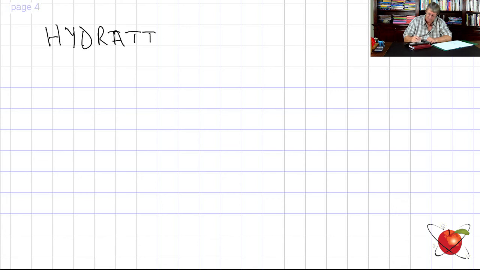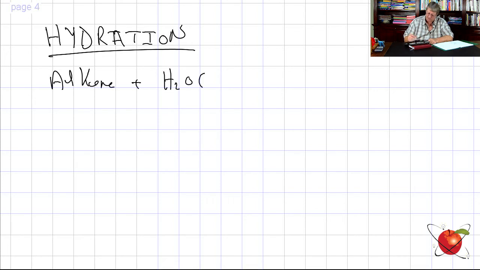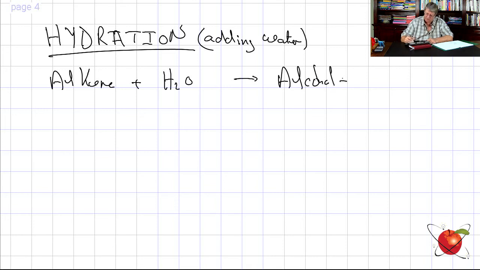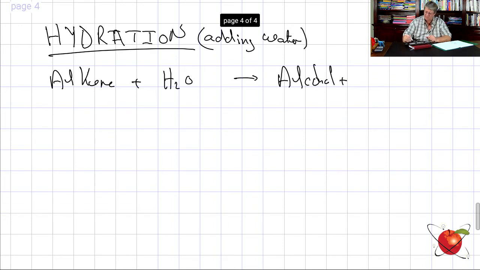hydrohalogenation addition. And we'll get to the last one now, number 3C, which is going to be hydration. What happens is we're going to also take an alkene, and we're going to add water, because that is the hydration process, isn't it? Hydration is adding water. So we do that, and we form an alcohol, only an alcohol.